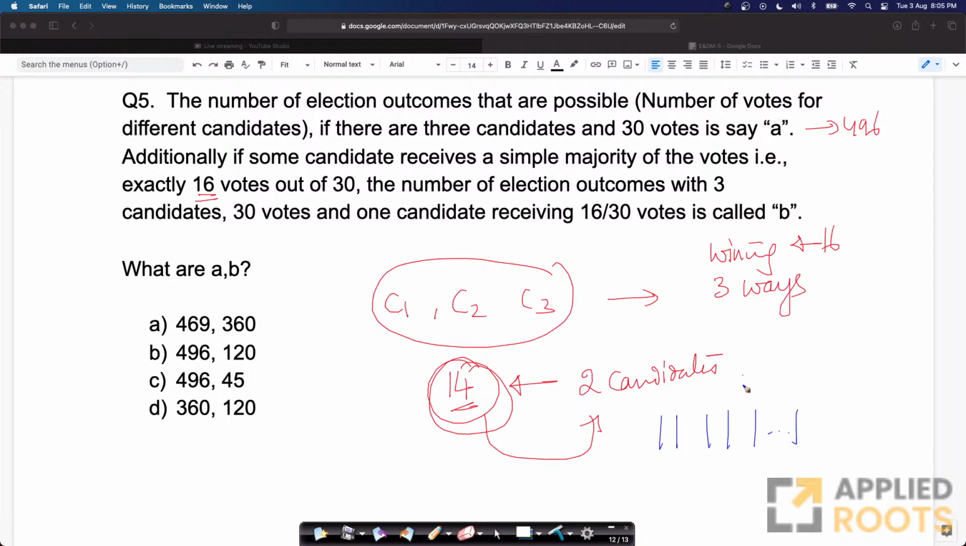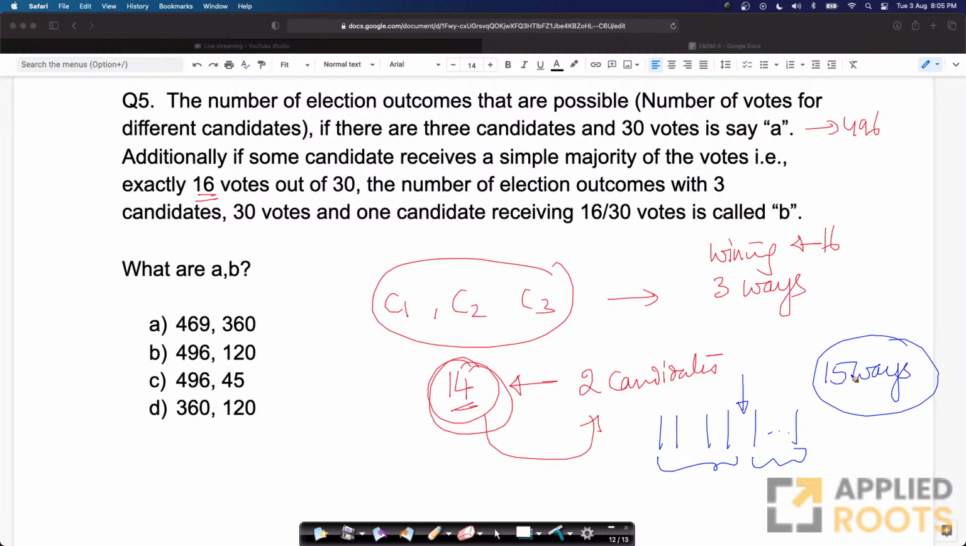Now all you have to place is just one separator, right? Once you place this separator, you get how many votes each of the remaining 2 candidates got. And how many ways can you do it? You can do it in 15 ways, right?